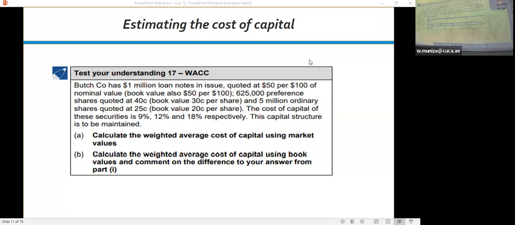Now, what is weighted cost? We are going to add all of this. That is the weighted average cost of capital. So 11.25 plus 1.5 plus 2.25. It is 15%. This is the weighted average cost of capital for the company.